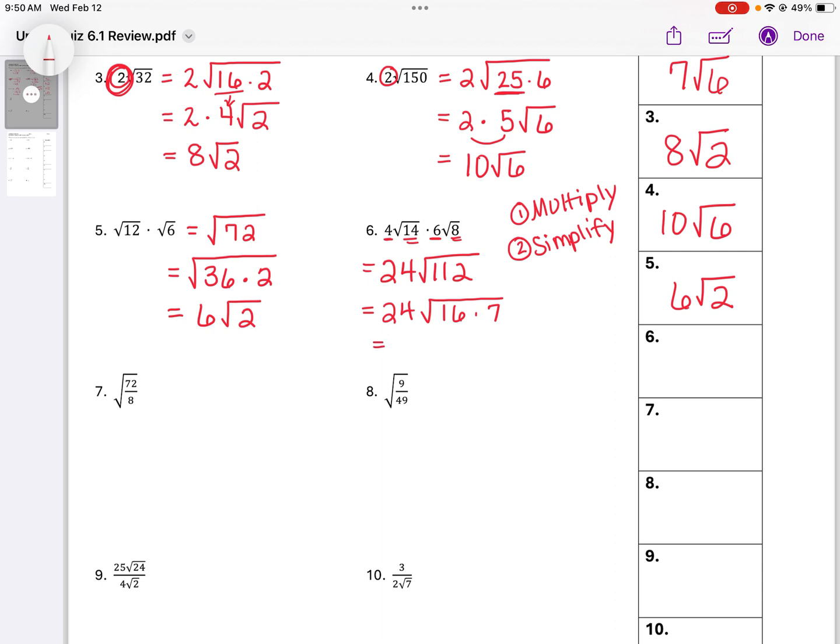So once I have that done, don't forget your 24 is out front. The square root of 16 is 4. And then the 7, it's not a perfect square, so it's going to stay underneath there. And for my final answer, I've got to multiply 24 times 4. And that is 96. So 96 will be on the outside, 7 on the inside. So my answer is 96 square roots of 7.